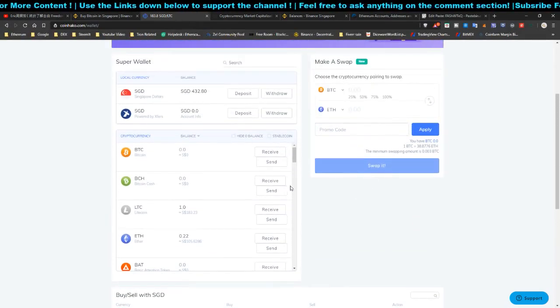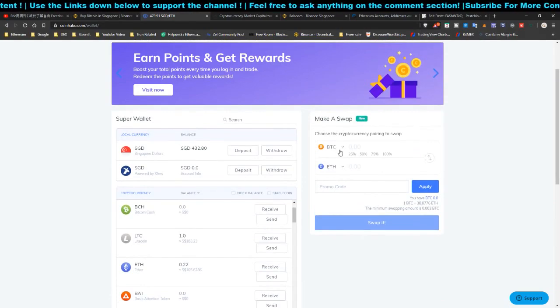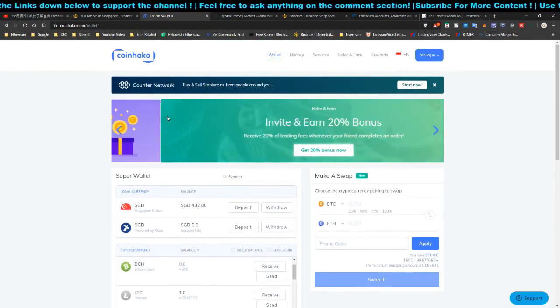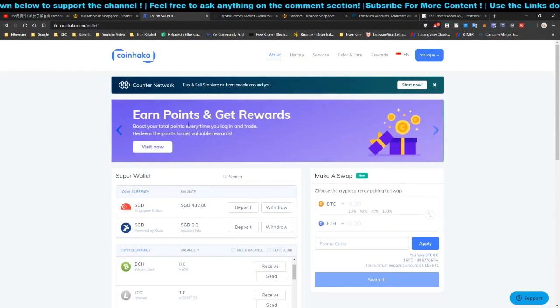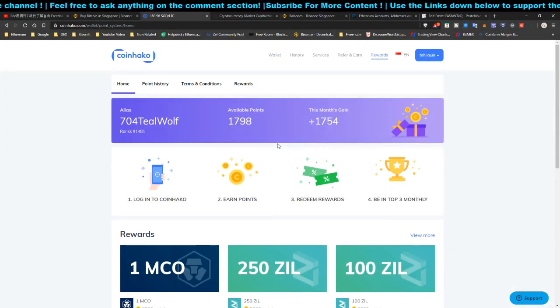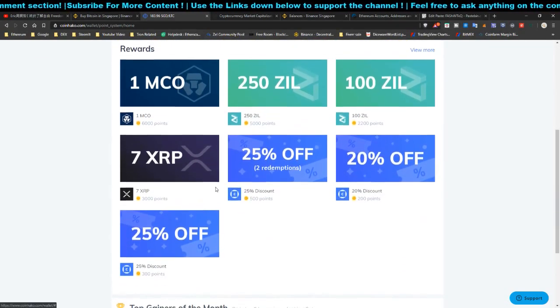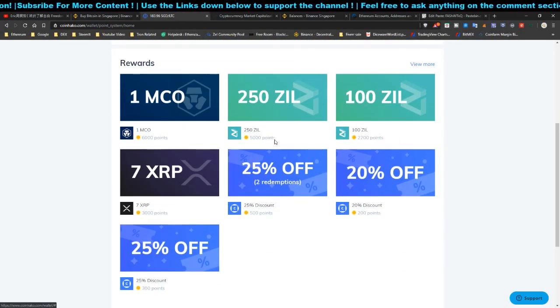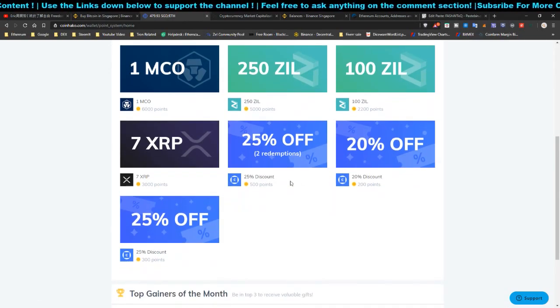So over here, this is the wallet. I talked about it and the swap, and basically there's also an earn section over here, earn points and get rewarded. So let me show you what it is. Basically over here you can do trades. Once you do a trade, they are going to issue you points, and from there the points can be redeemed over here. So the rewards are MCO token, ZIL token, XRP, and some redemption coupons.